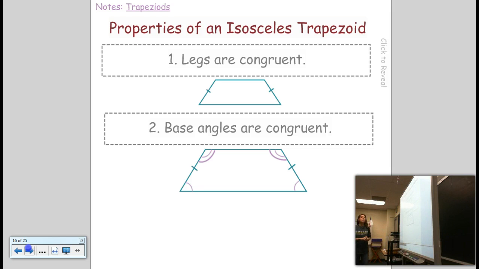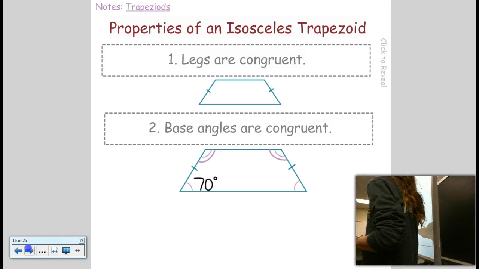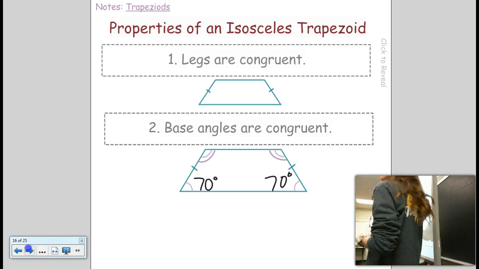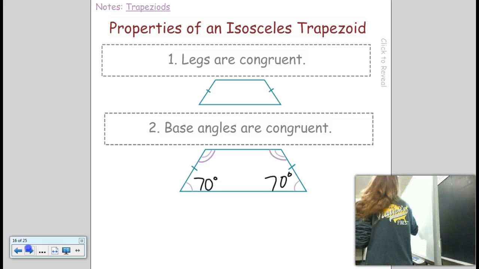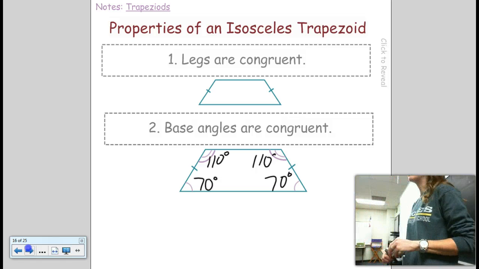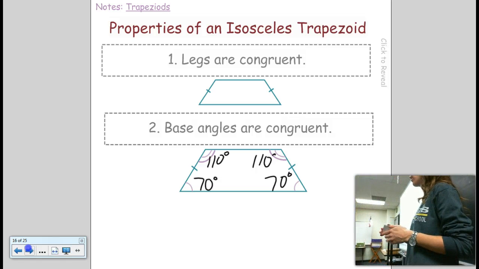So I bet if I give you one angle, you could know all the angles. If I said that this is 70 degrees, I bet you could find all the angles. If that's 70, class, everybody, what's this one? 70. If that's 70, what's this one? Good, 180 minus 70, very good. 110, 110. So that's how the angles in an isosceles trapezoid work.